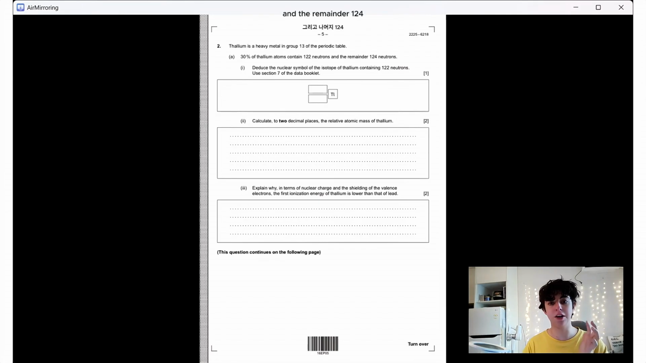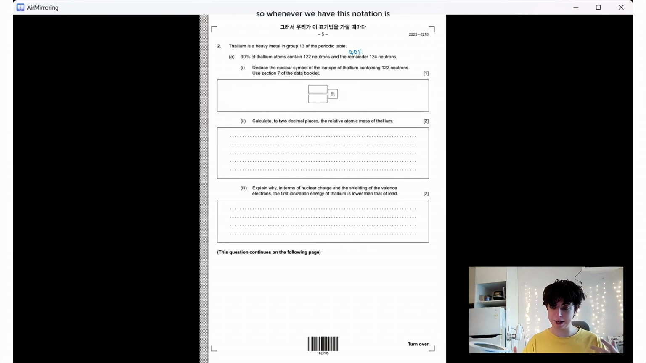Immediately with that information, before we move on, because I'm assuming it's going to become relevant: if 30% contain 122, the remainder is just going to be 100 minus 30. So that's just going to be that 70% have 124 neutrons. It says to deduce the nuclear symbol of the isotope of thallium containing 122 neutrons using section 7 of the data booklet.